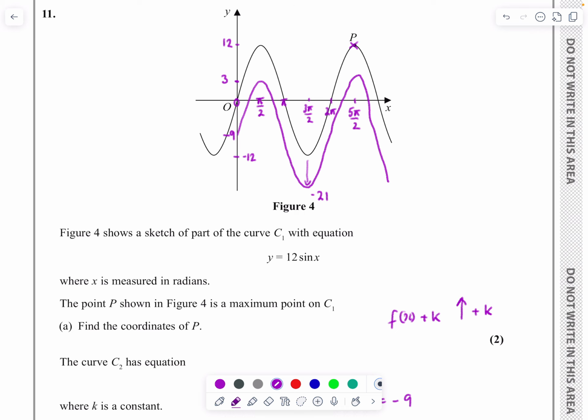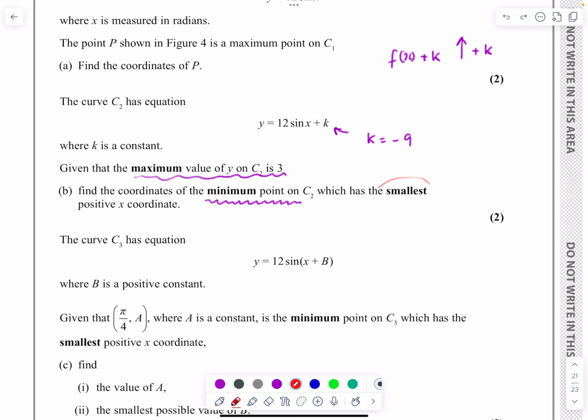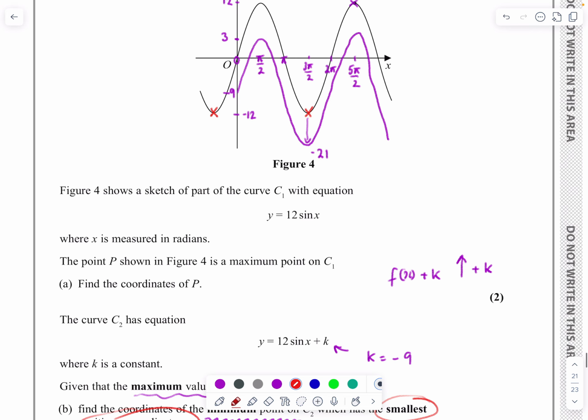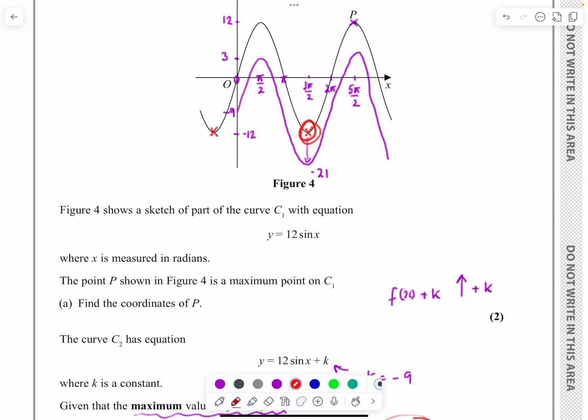If k is equal to minus 9, then I now want to find my minimum values. So my minimum values on the original graph were here and here. Which value is it talking about? It's not talking about that one because that has a negative x value. So when we're trying to unpick this part here, it's the minimum value which has the smallest positive x coordinate in the original graph. We're now saying what's happened to that when that value is on our new graph here.